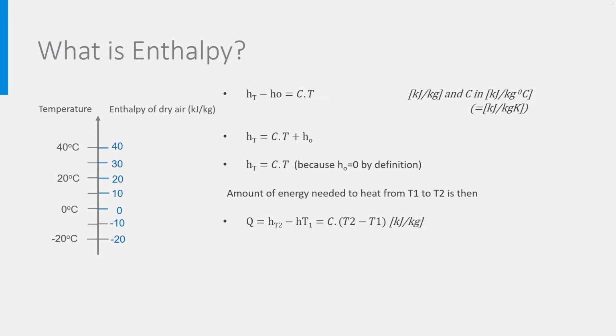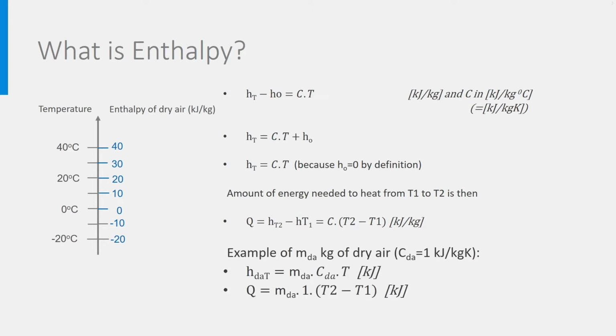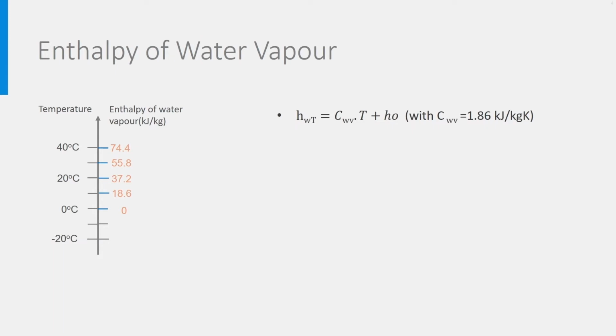Let's take the example of a mass m_dA of dry air. The specific heat of dry air is 1 kilojoule per kilogram Kelvin. So Q is m_dA times 1 times the temperature difference. Air is a gas containing dry air and water vapor. What about the enthalpy of water vapor?